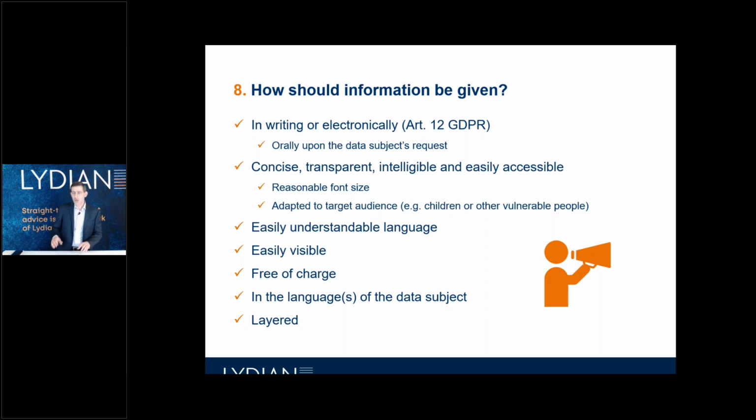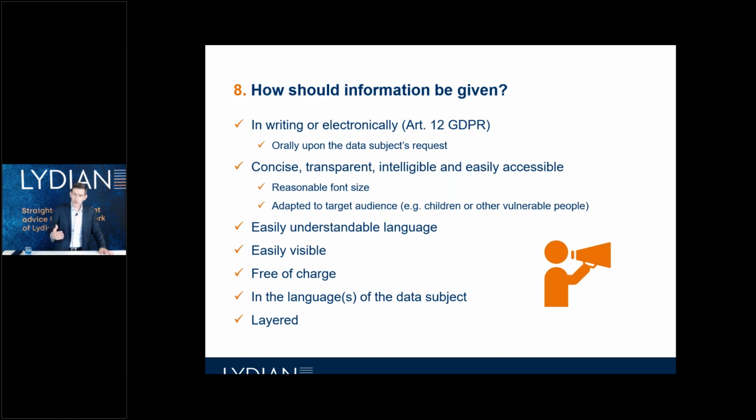Now then, the question is, how should this information be given? So we have talked about Article 13 on collecting information directly from the data subject, and we have talked about Article 14, information that is being collected not directly from the data subject. Article 12 deals with how exactly the information should be given to the data subject. Article 12 says that it should be in writing or electronically, but it can also be provided orally upon the data subject's request.